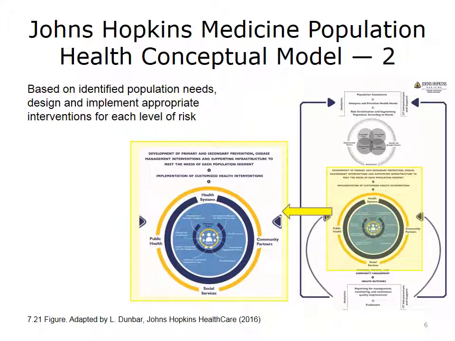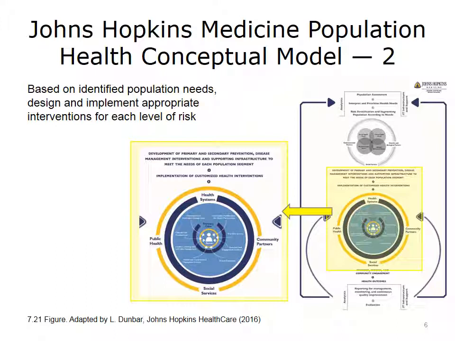In Lecture A, we looked at population assessment, prioritizing health needs, and risk stratification and segmentation according to population needs. In the highlighted portion of the population health model, you'll see that we then began to develop primary and secondary prevention disease management interventions and a supporting infrastructure to meet the needs of each population segment. And then, after that planning and development, we began to implement customized health interventions.